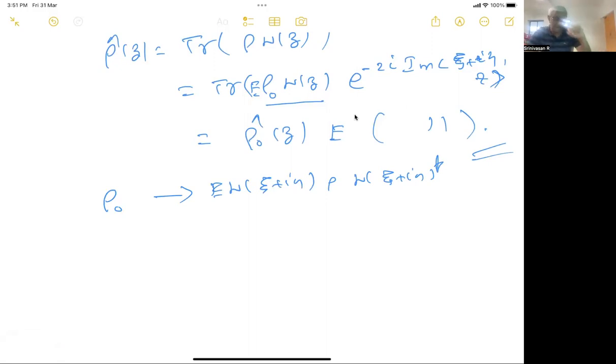You can get a map. This is a completely positive map. You will come to the proof later. I mean, this can actually be written as T of rho hat is equal to this. Okay, the T is a completely positive map.